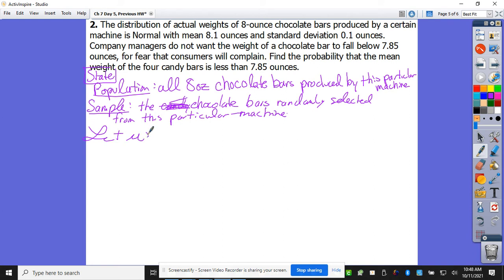Defining mu, which is the mean, what? What's our mean for this one? Which is technically the mean weight of all chocolate bars produced by this particular machine. But we've already defined population, so we're okay with that. And now we're finding P(X is less than 7), and it's going to be X bar.